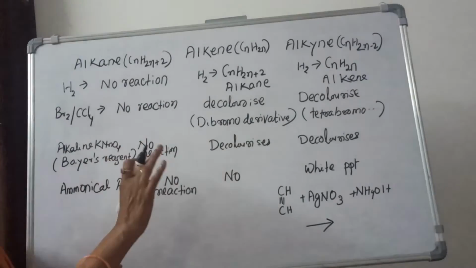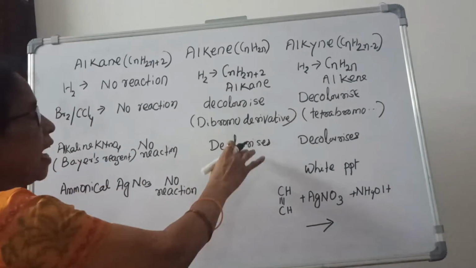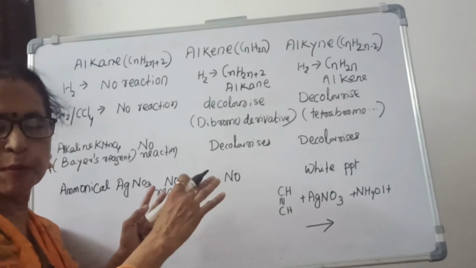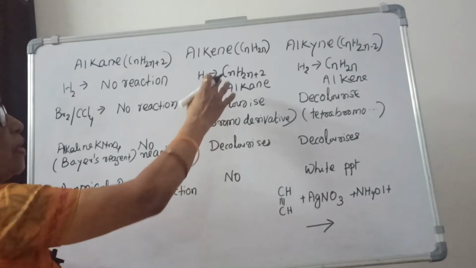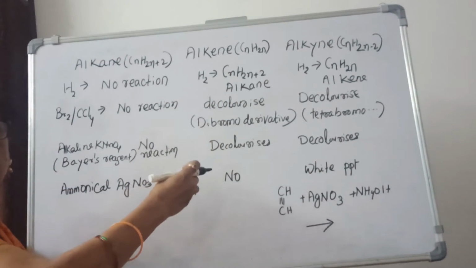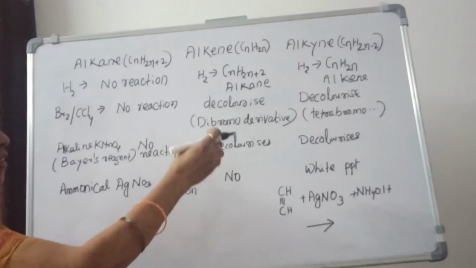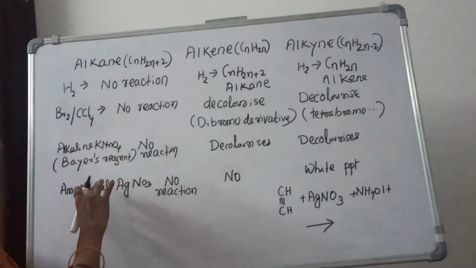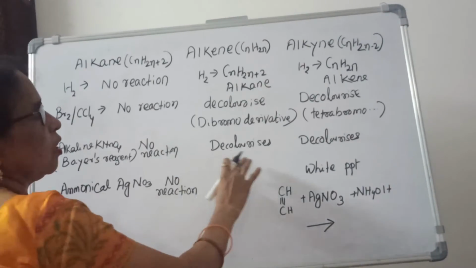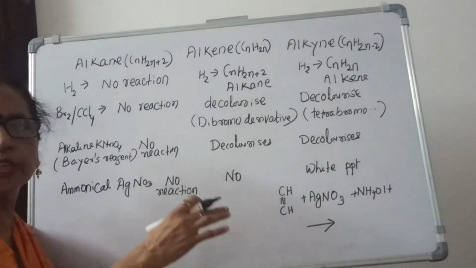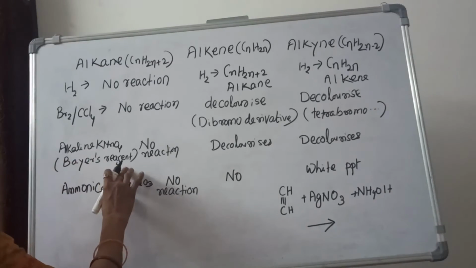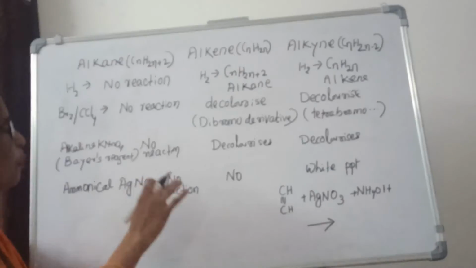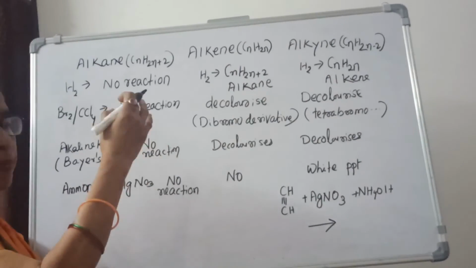Again here in alkane there is no reaction, but in alkene it is decolorized, that means the pink color is decolorized, because a double bond is there, an unsaturated hydrocarbon decolorizes this reagent, alkaline KMnO4, which is pink in color. Similarly alkyne is also decolorized, that is Baeyer's reagent, which is alkaline KMnO4. Alkaline KMnO4 means pink color.